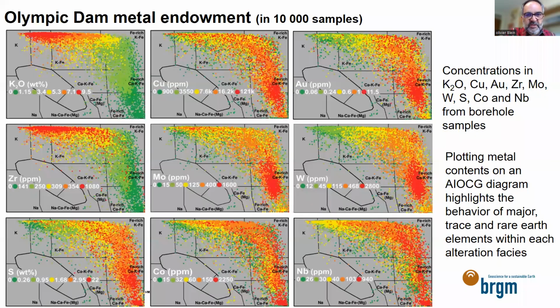Finally, plotting metal content on the IOCG diagram highlights the behavior of major, trace and rare earth elements within each alteration. We see the same behavior, for example, between copper and gold, and molybdenum and tin, and here between cobalt and niobium.